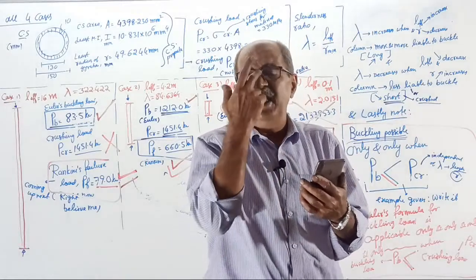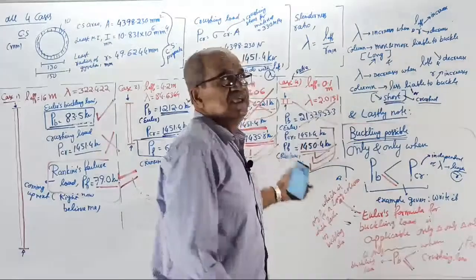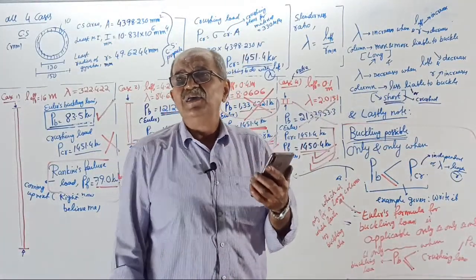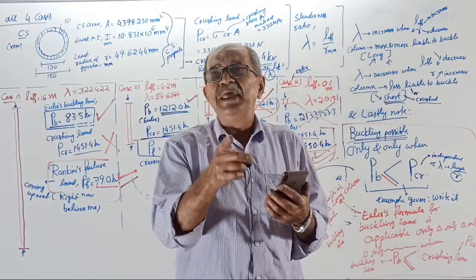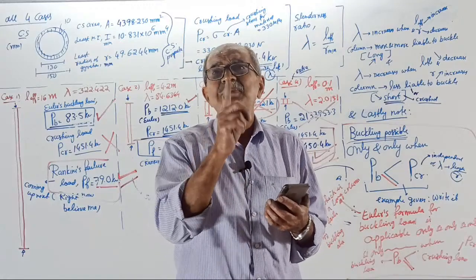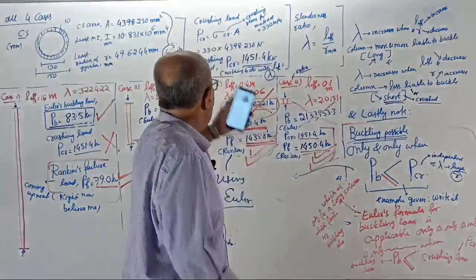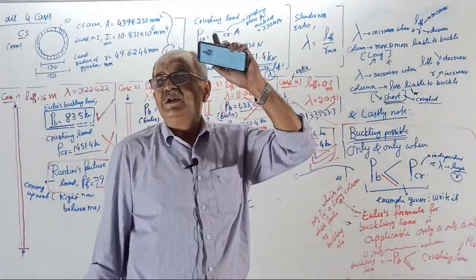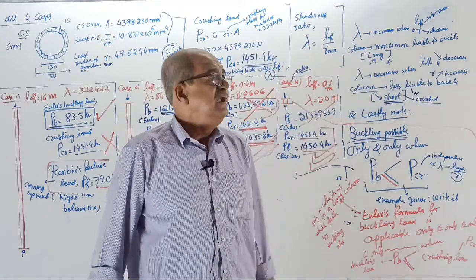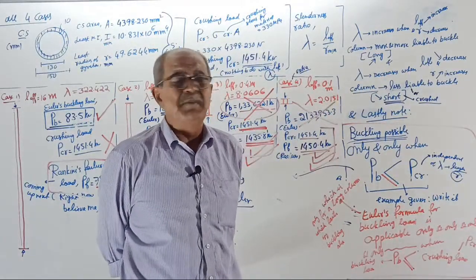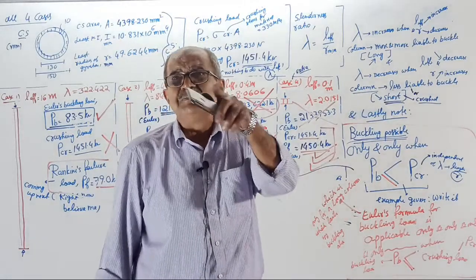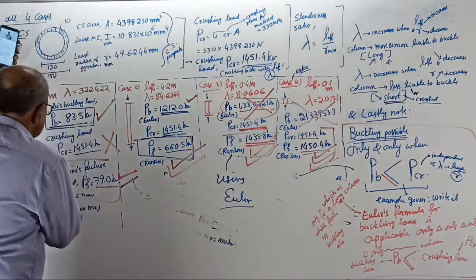Yes, actually remember, Euler's formula is pure mathematics. Rankine's formula is based on empirical evidence and justification. It will come tomorrow. Rankine gave an empirical formula, but remember, the moment he gave the empirical formula, he justified it. Did I not justify it numerically now?